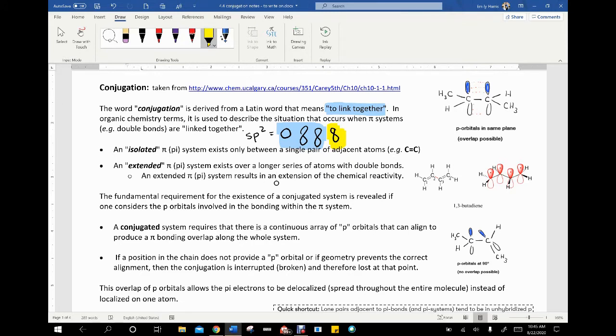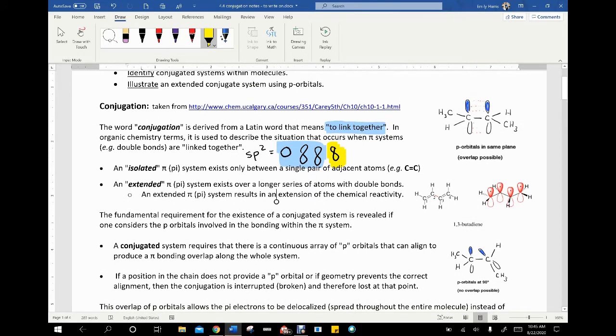And when we have pi systems, several in a row, it's going to allow those p orbitals to interact continuously so that the effects are linked together. And so just a couple of illustrations of this on the side here. This first one on top is what's called an isolated pi system. And that's when you just have a double bond by itself.